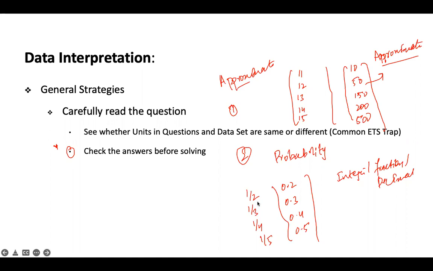If the options are in fraction form, then you don't need to convert into decimal, because first you would convert into a fraction and then into a decimal. Instead, first see the options and see what accuracy is required, whether it is in the form of integer, fraction, or decimal, right? This is the second tip, and the first one is approximation.